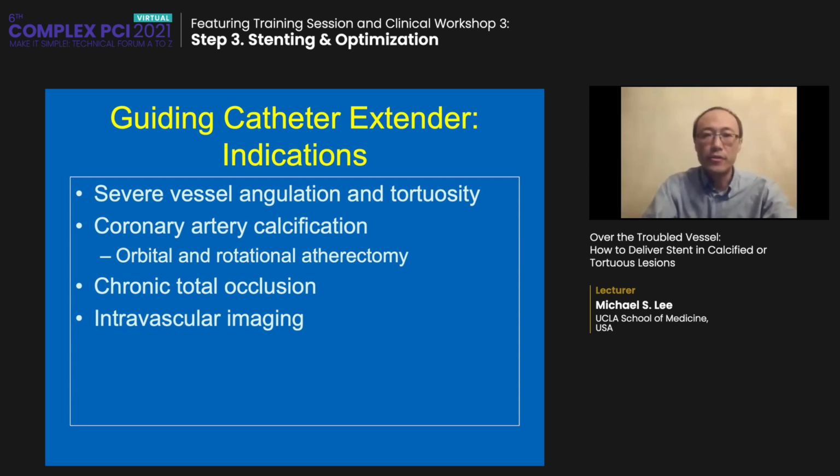So when are guide catheter extenders indicated? We talked about where a vessel is angulated or tortuous. It can also be used with orbital or rotational atherectomy. It's also very useful in cases of chronic total occlusion, where it may be difficult to deliver your device. And guide catheter extenders can also be used with intravascular imaging.